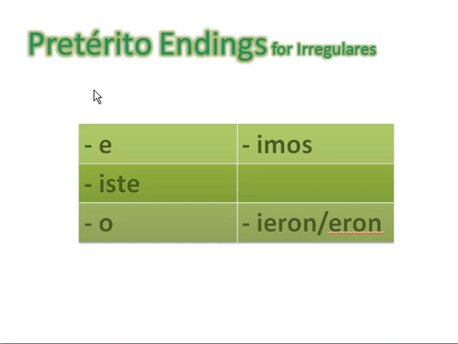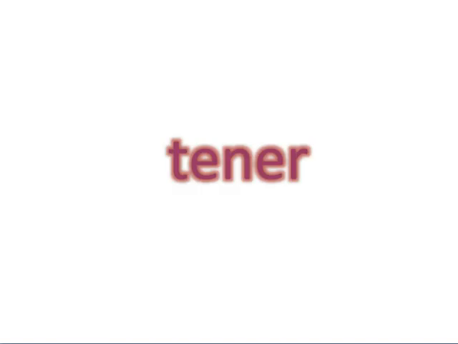Now notice that this time we don't have two separate groups, just one group. And they don't have accents either. So, here I'm going to give you some examples of verbs that are irregular in the preterite form: tener, estar, hacer, poder, poner, and decir.